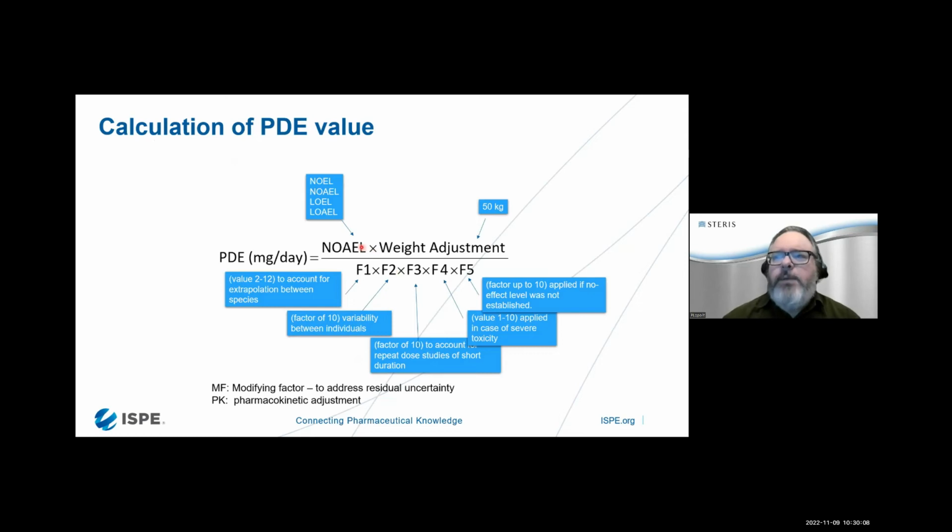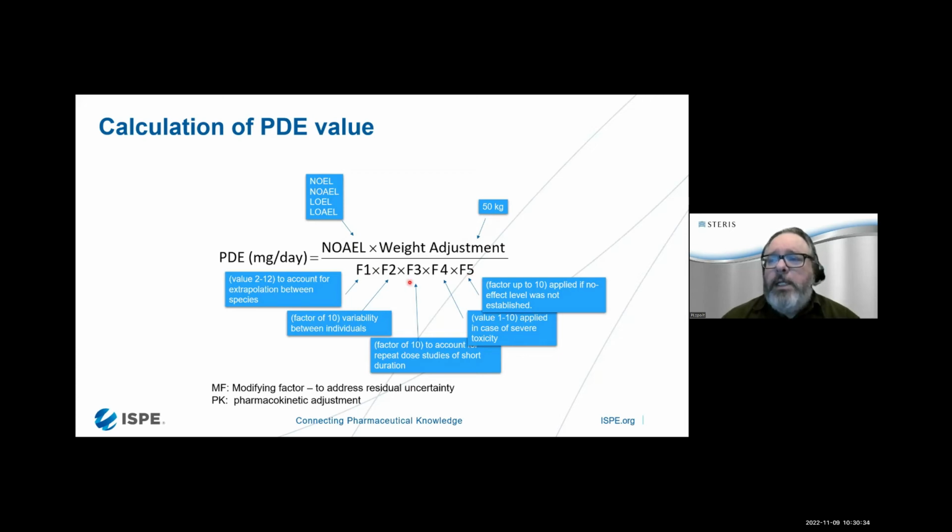So what we have is a point of departure, that's that NOEL value, and it can be a LOEL value as well. There's an adjustment factor for that. We have the weight adjustment that's typically 50 kilograms. It could be lower if it's a veterinary product or maybe for a newborn. And then we have a series of factors.